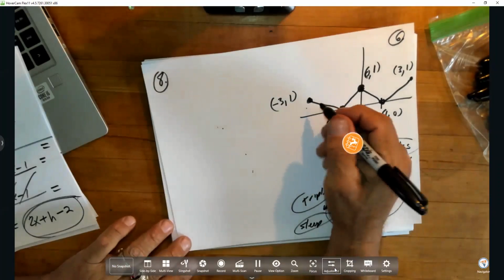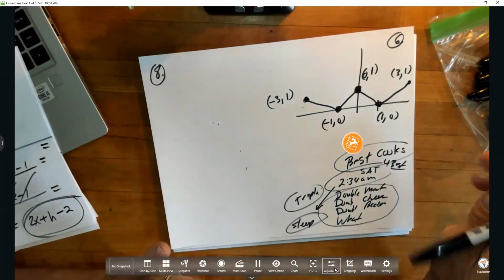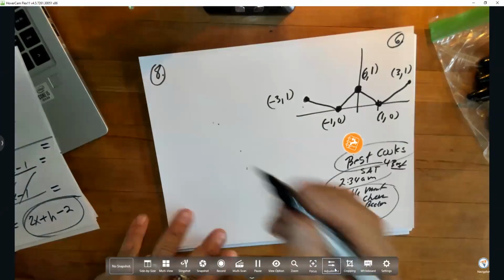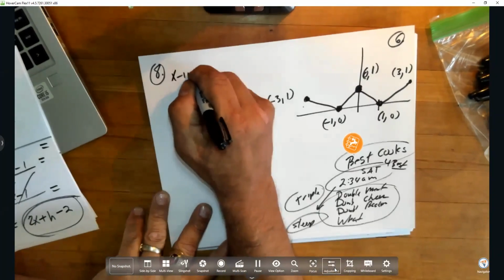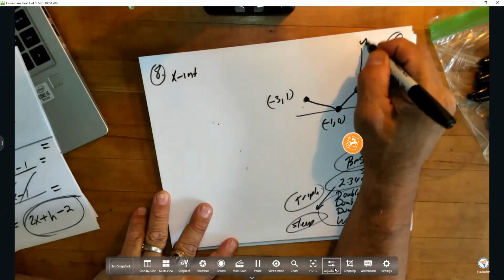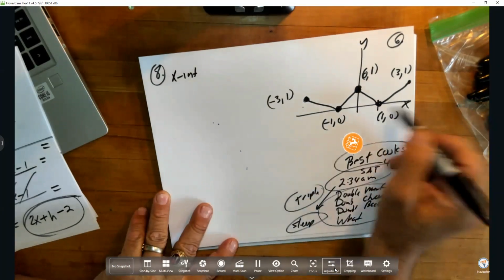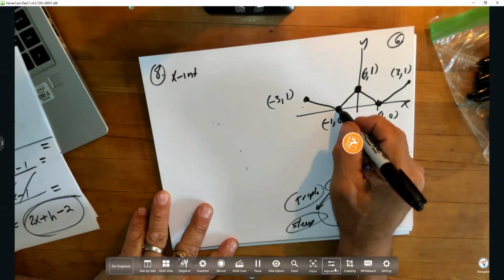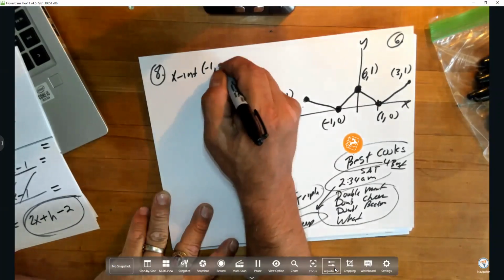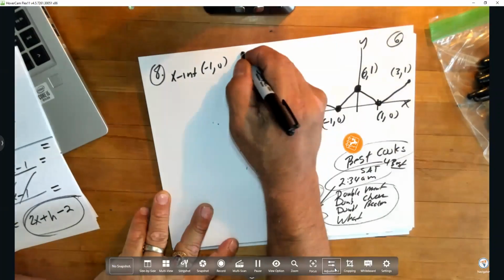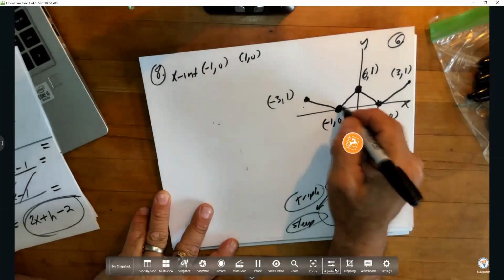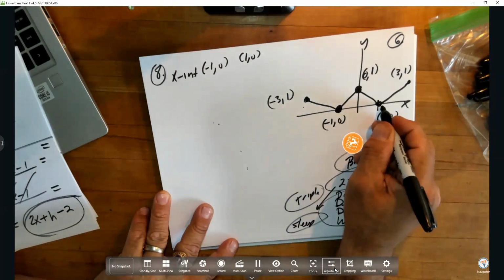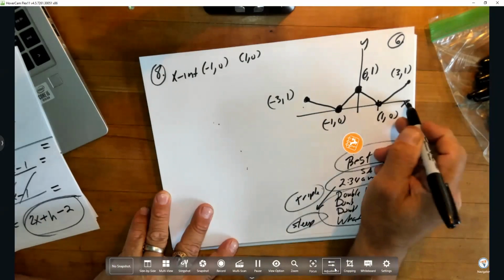Okay, let's go back to this problem. Let me do the X intercepts first. What that means is this is the Y and this is the X axis. What numbers are hitting the X line right here? I think this one is hitting it, -1 and 0. And also 1 and 0 is hitting it. So these two dots right here are -1, 0, and 1, 0. These are hitting the X line right here.